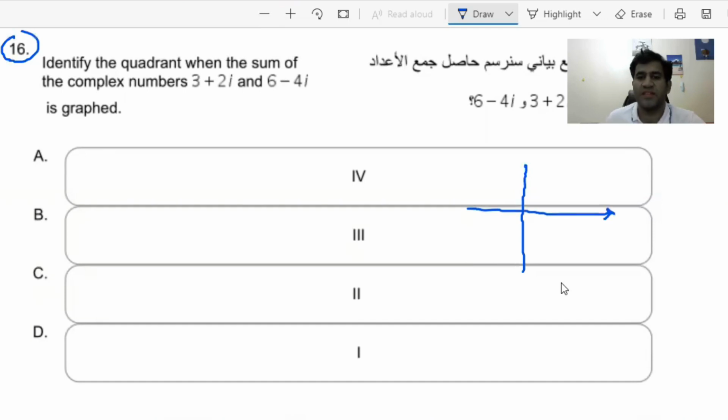The x-axis is considered the real number axis, and the y-axis is considered imaginary, usually represented with the i term. For example, if x is 1, 2, 3 and so on, then on the imaginary axis, instead of saying 1, we say 1i or just i. This is going to be 2i, this is 3i, and so on. That's how we represent complex numbers.